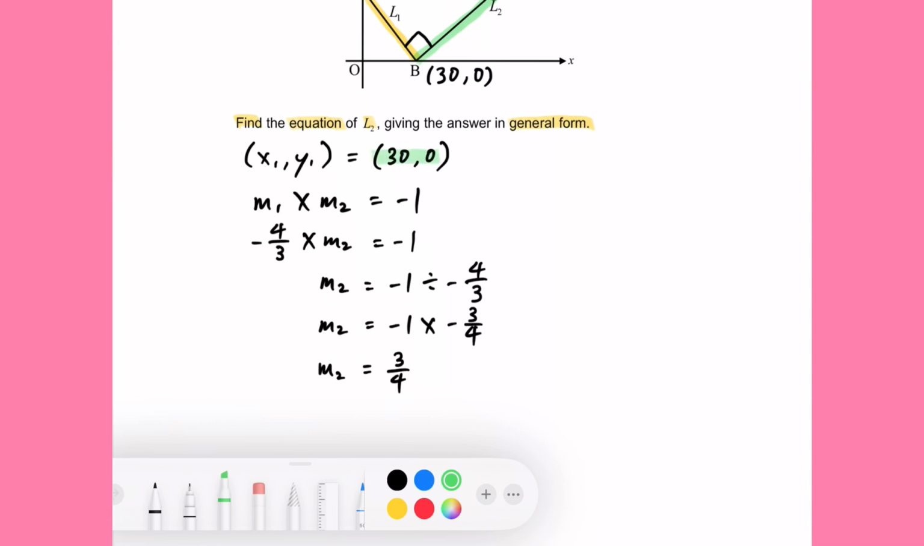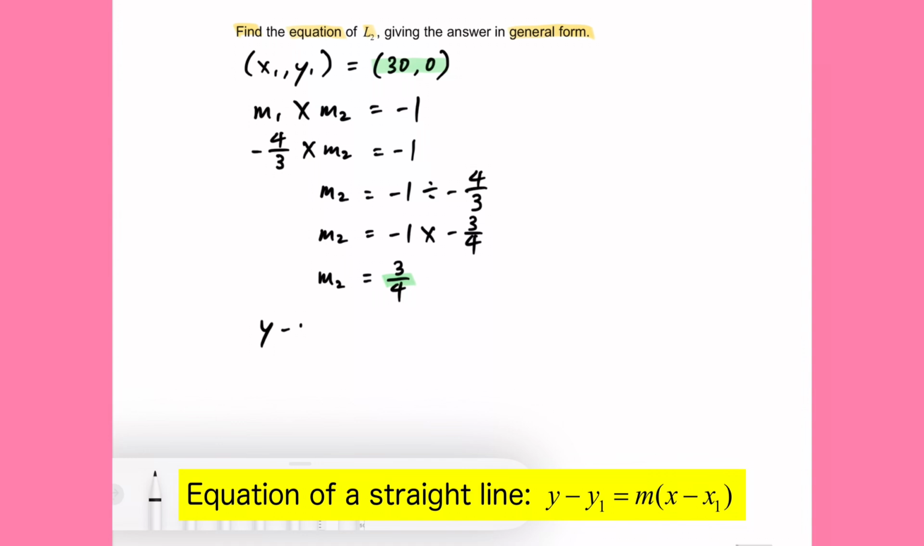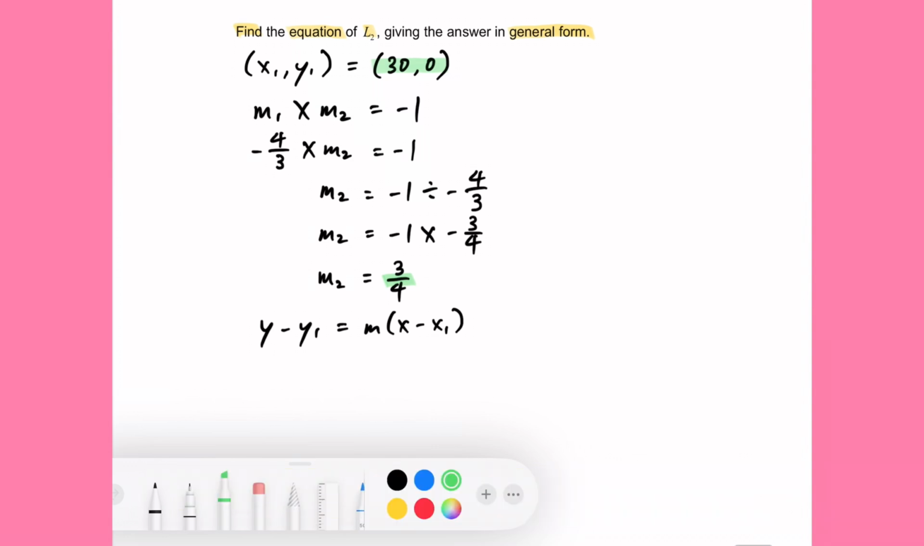Now we have both the coordinates of a fixed point and also the gradient of the straight line, which means we are ready to use a very powerful tool to find the equation of the straight line. We can always start from using this y minus y1 equals to m bracket x minus x1. And every time when we are going to substitute the information to this equation, usually we will substitute to m, x1 and y1 only, which means we are going to have y minus 0 equals to +3/4 times the bracket x minus 30.